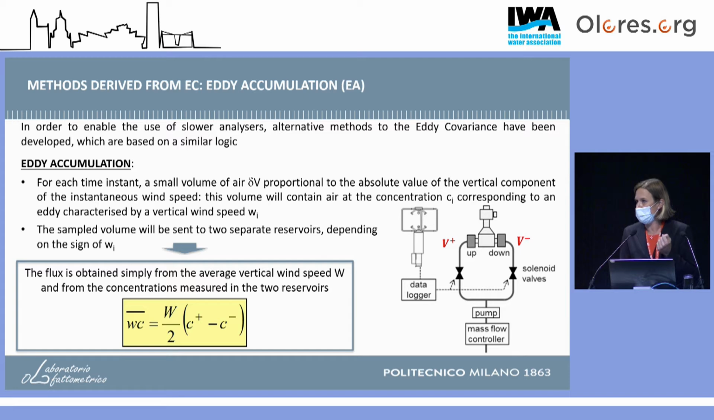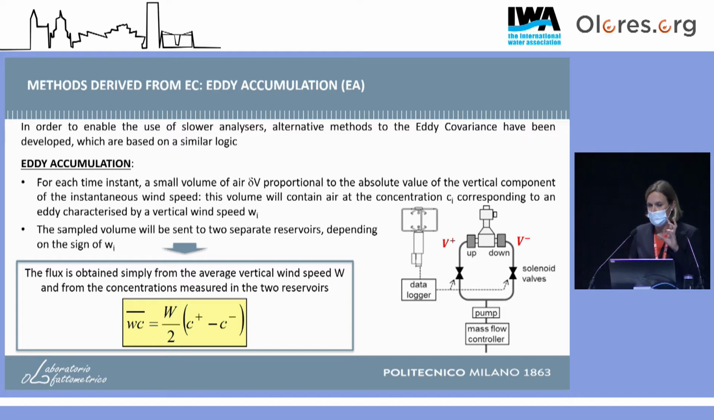And that is exactly the reason why, also for agrometeorology, other methods have been derived from the original Eddy covariance method. One method is the Eddy Accumulation. This works on a different principle. In practice, for each time instant, a small volume of air, which is proportional to the absolute value of the vertical component of the wind speed, is sent to a sampling reservoir, depending on the sign of the vertical component of the wind speed. It can be proven by rearranging the equations that in this case, the vertical flux can be obtained like this. And this is still a relatively simple equation involving the average vertical wind speed and the difference of concentration measured in the two sampling reservoirs.